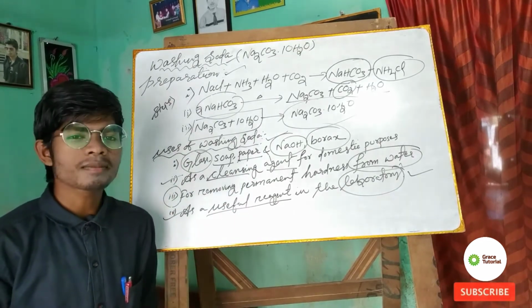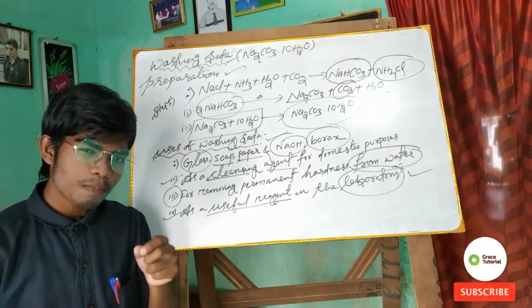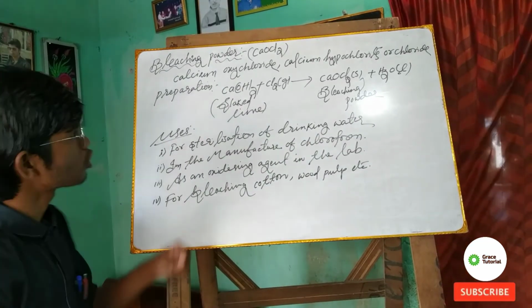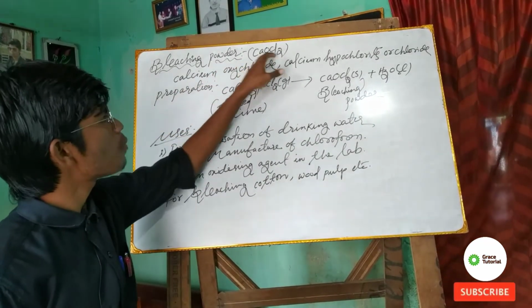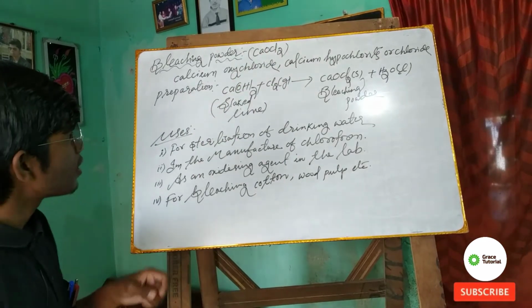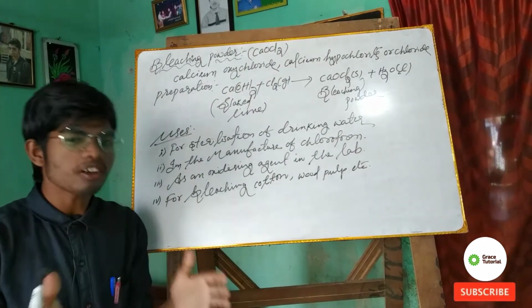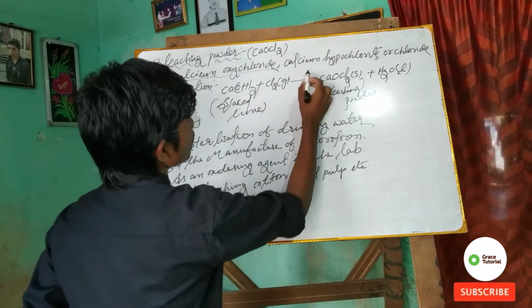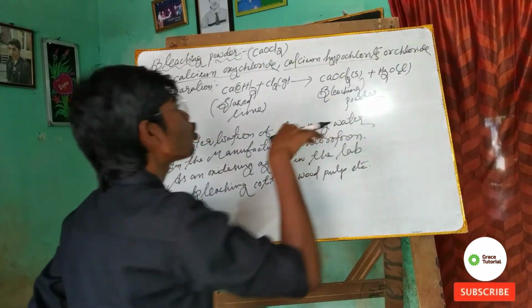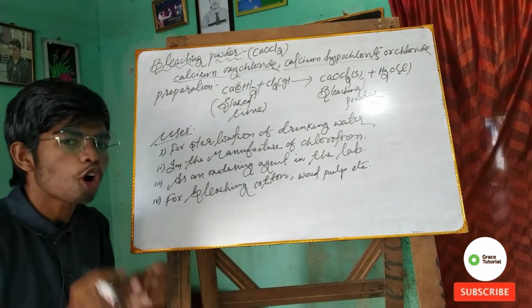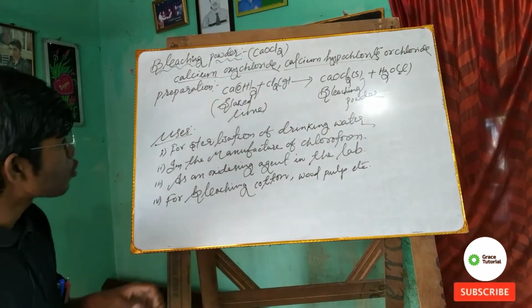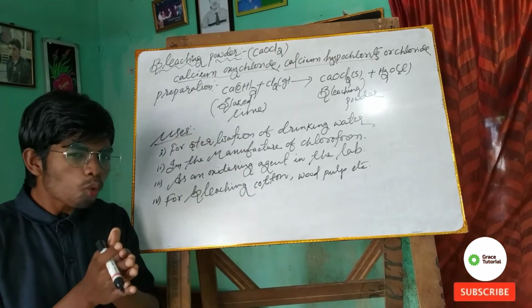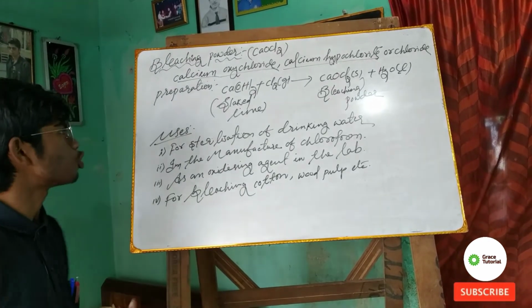Now we will discuss bleaching powder, its preparation along with its uses. If you look at bleaching powder, its formula is calcium oxychloride. It has been given different names such as calcium oxychloride, calcium hypochlorite or calcium hypochloride of lime. Now the question is how bleaching powder is prepared. What are the ways that we can prepare bleaching powder?